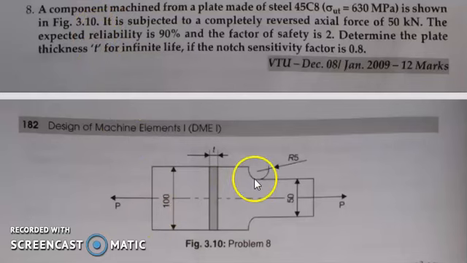That is the shape of that steel will be like this. It is subjected to a completely reversed axial force of 50 kilonewton. The expected reliability is 90% and factor of safety is 2. Determine the plate thickness T for infinite life if the notch sensitivity factor is 0.8. So, the data are given, we can write in our notebook and we can calculate the values.